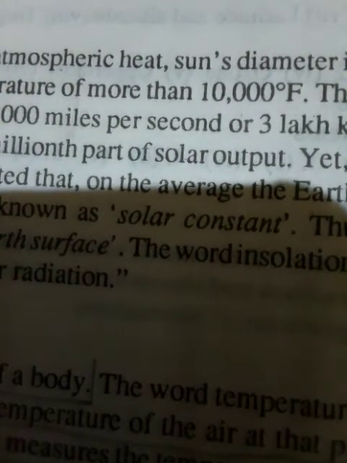Today's topic is insolation. Introduction. The sun is the ultimate source of light and energy for the various phenomena that take place on the earth's surface and in its atmosphere. Our sun is a ball of constantly churning gases that are heated by continuous nuclear reaction. It is a star of average size and has a surface temperature of about 6000 degrees Celsius.